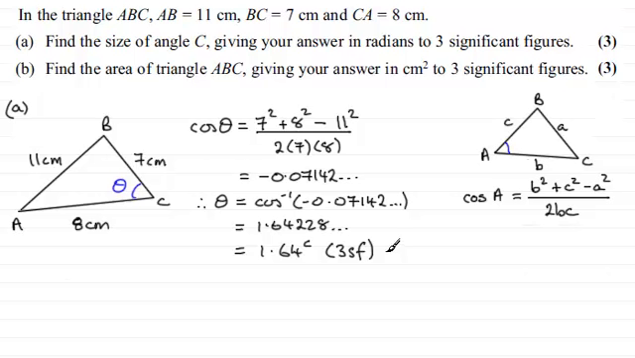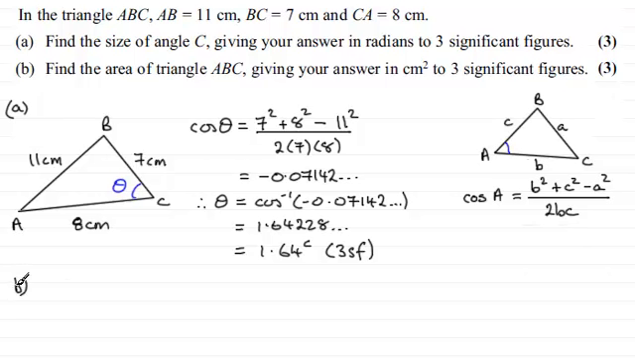Okay, well we come on now to the next part, part B, where we've got to find the area of the triangle ABC, giving your answer in centimetre squares to 3 significant figures for 3 marks. So if you'd like to give this a try now, I'll give you a moment to pause the video. Okay, welcome back then if you had a go.